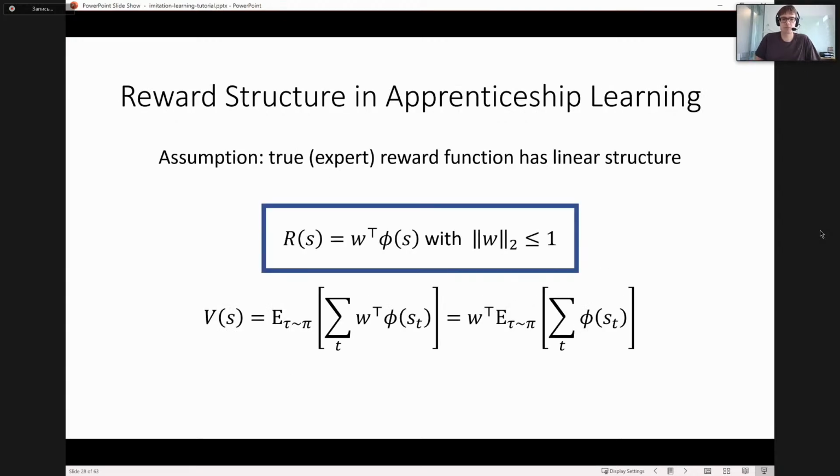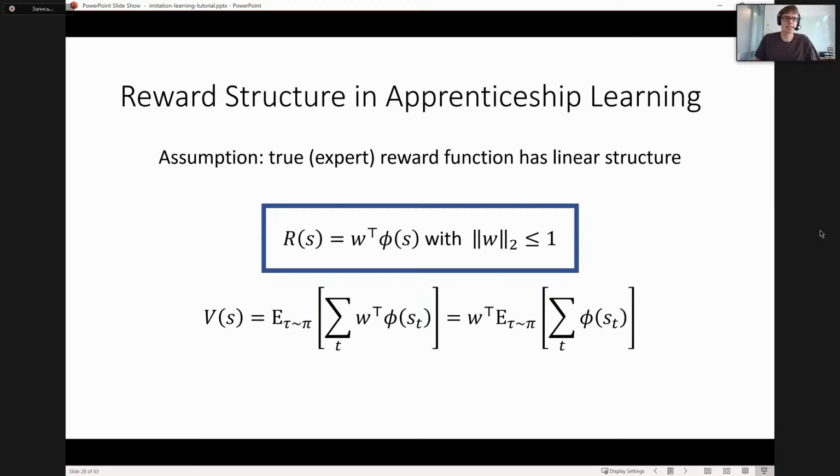So in apprenticeship learning, which is the particular method of inverse reinforcement learning that I'm going to talk about in this tutorial, the assumption is that this ground truth expert reward, which we don't know, has linear structure. So I'm assuming that the reward as a function of state can be written as a dot product between some weight vector and some feature vector, which depends on state. And I'm assuming that the weights are reasonable, meaning not too large.